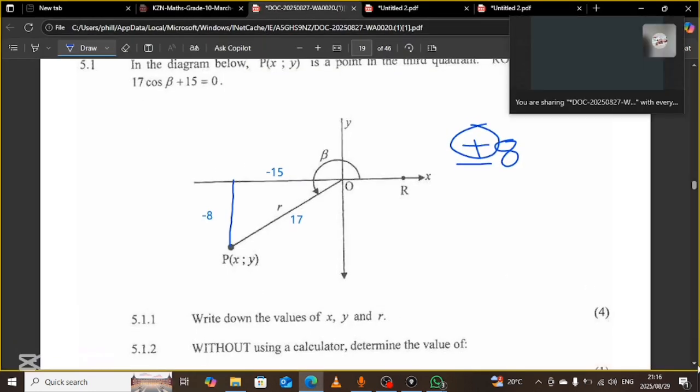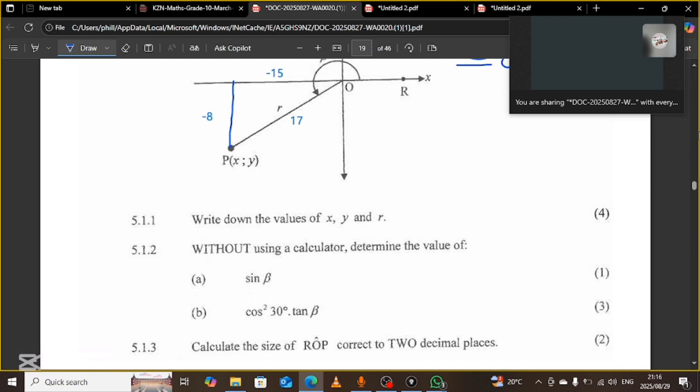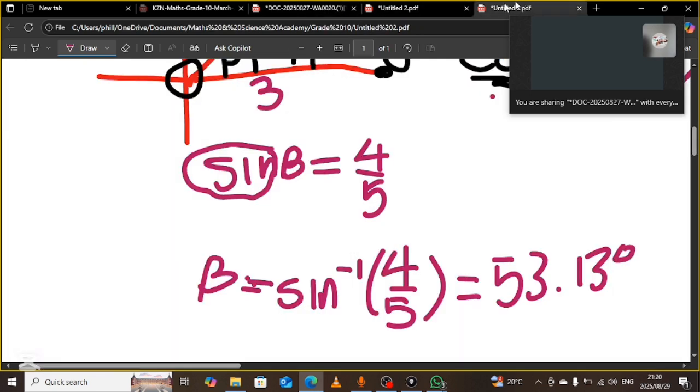Now, without the use of a calculator, I want you to calculate the value of sine beta and this one. In fraction form. What is it? It's 32 over 35. Let's see. I don't trust that solution.